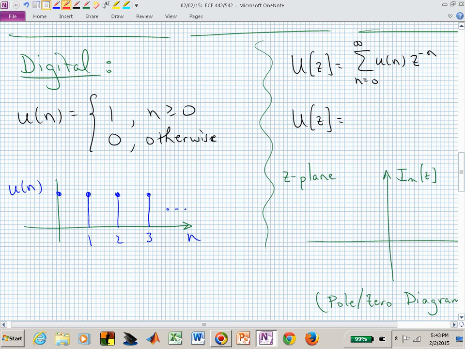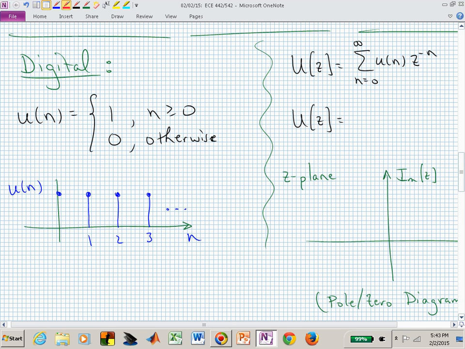What's little u of n? That's always 1 for a unit step, isn't it? Now we are summing z to the 0, z to the minus 1, z to the minus 2, z to the minus 3. What's the common factor between each of those subsequent terms in that sum?